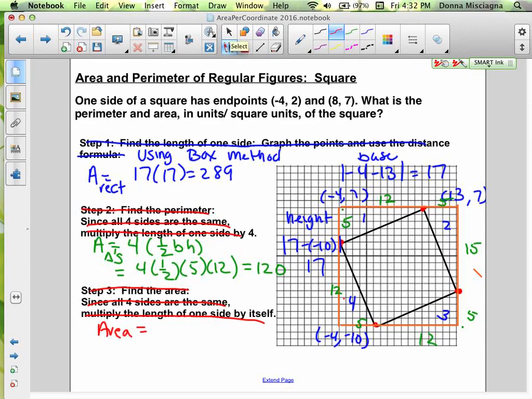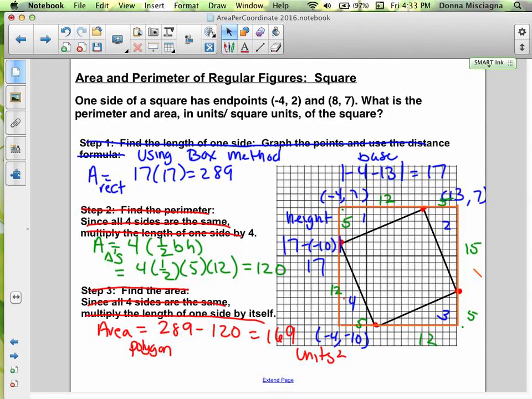All right, so the area of our polygon there, which we already know is a square, is 289, the area of the rectangle, minus 120, the area of the triangles, which is, surprise, surprise, 169 units squared. Isn't it nice when things work out 2 different ways? So look at that, 2 different ways to find our answer. Box method, and distance formula on this and then squaring that one side. That's always nice to find, right?